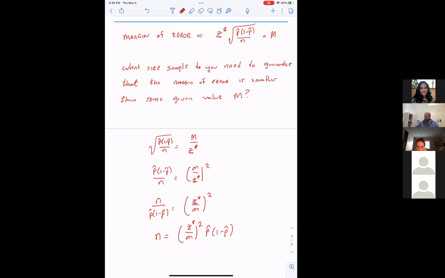Do we need to know m or do we know m already? Well, I give you m. I say I want the margin of error to be no bigger than 0.01. You say 95% confidence, fine. Z star is 1.96. No problem there. No problem with m. Do we know successes and failures? Well, how can we know successes and failures if we haven't taken our sample yet?